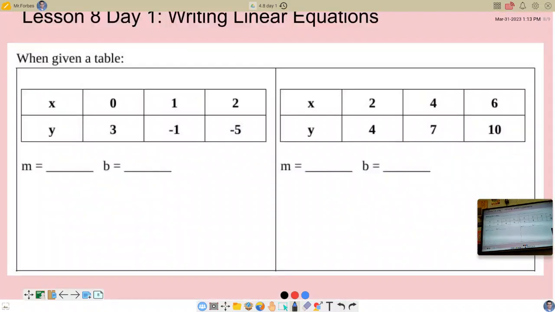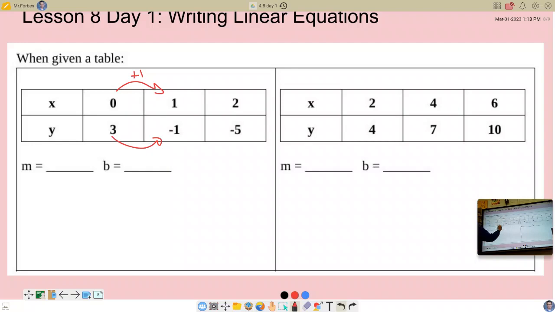Okay, well, what if you're given a table? So if we're given a table, all right, we should know how to get the slope from the table, right? So what we want to look for is we want to pick 2 points. So I always usually just do the first 2 in my table. And I go, okay, how is my x changing? I'm adding 1 for my x values. How is my y changing? When I go from 3 to -1, what am I doing?